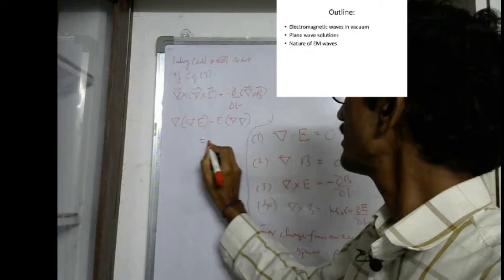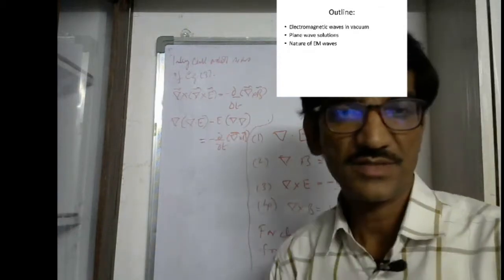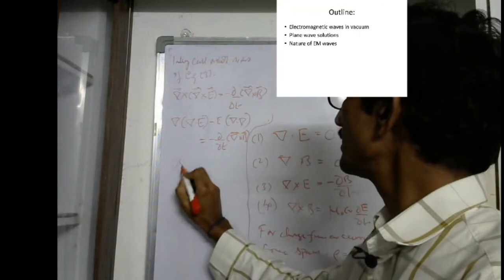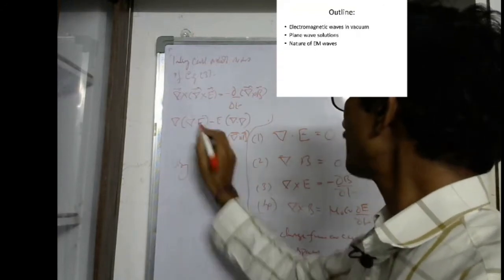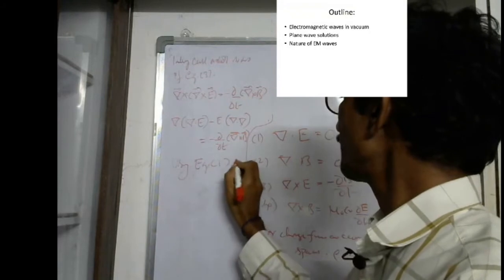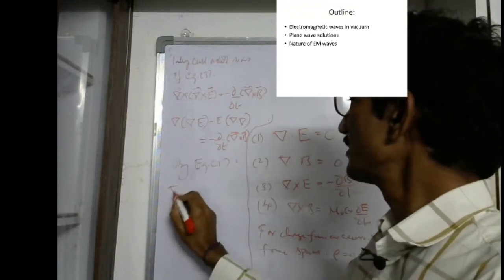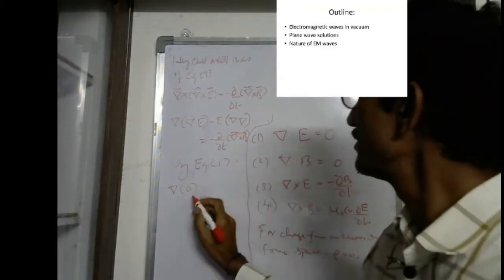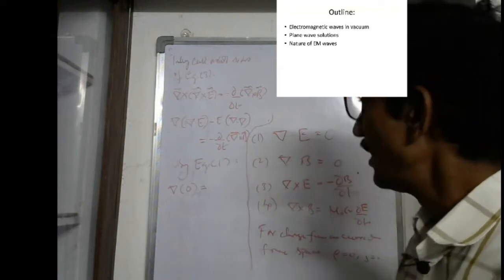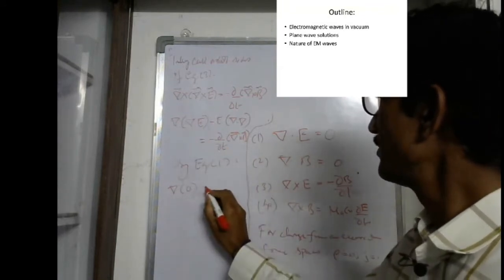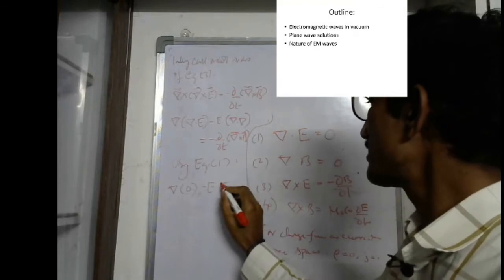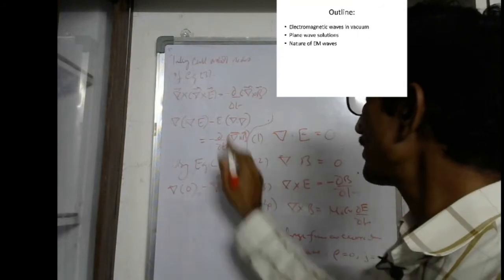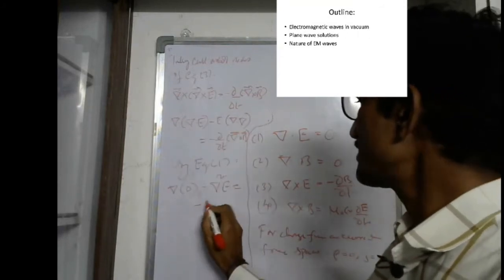The RHS is same as before. Now, using Maxwell's first equation, equation 1, what happens here? Del dot E, according to equation number 1, is 0. So you have del times 0, which is 0, minus E, and del dot del is del square. So here you have minus del square E. This is the LHS. What is your RHS here?